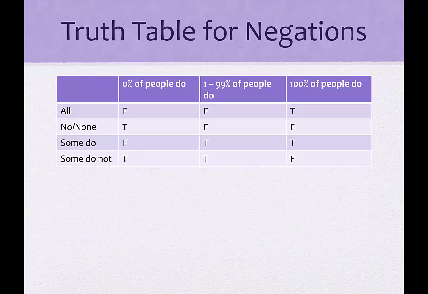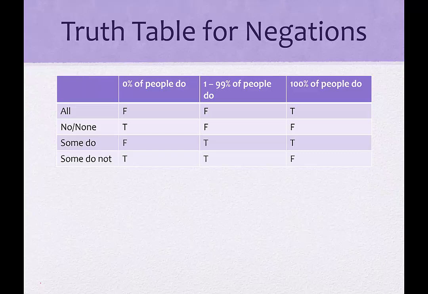Okay, so we have looked at four different types of quantifiers. We have the all, and then I broke this down into three cases: there's exactly 0%, there's somewhere in between 0 and 100%, and then there's 100%. And here I'm going for the positive, so this is 0% of people do, 1 to 99% of people do, 100% of people do. So in an all situation, it's false if nobody does it. It's false if somewhere between 0 and 100 do it. And it's true when 100% of people do it. So an all is only true when everyone does this particular thing.